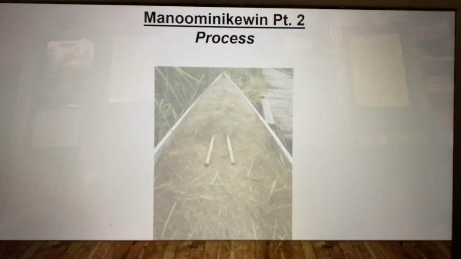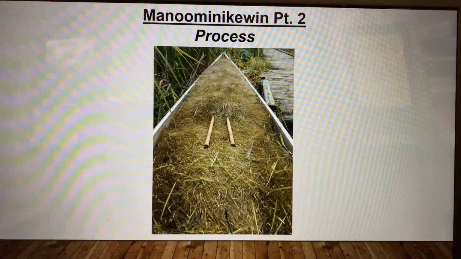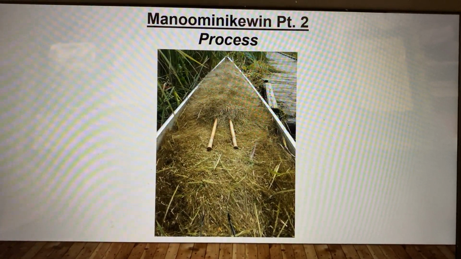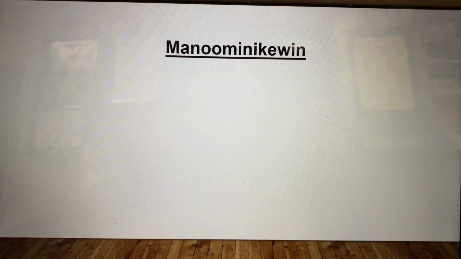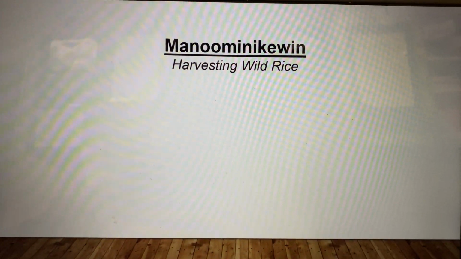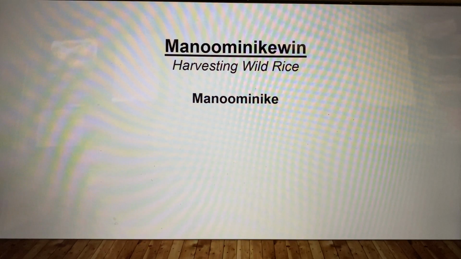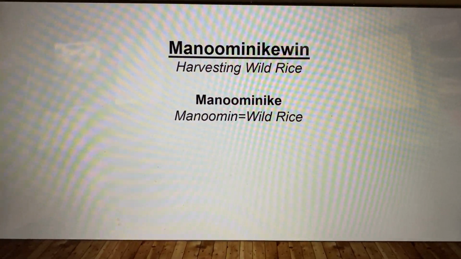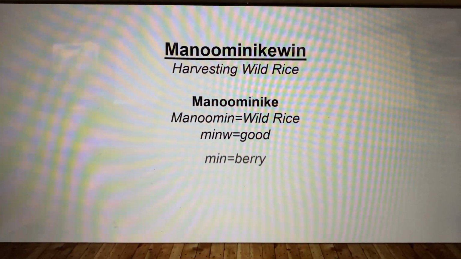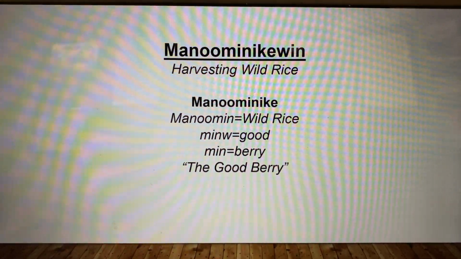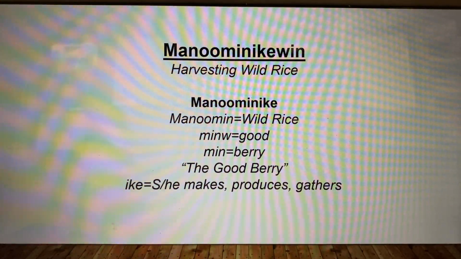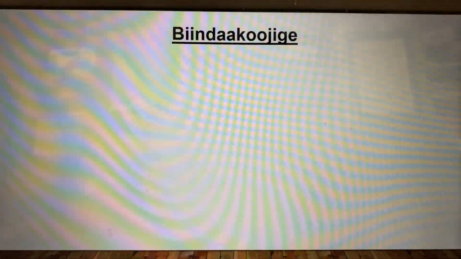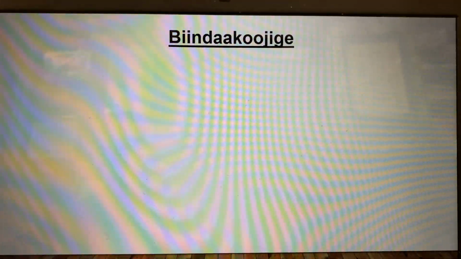Alright, so for lesson number 9, Menomonie part 2, talking about the process. We're going to go through the process we do when we go ricing. Okay, so Menomonie, harvesting wild rice. We went through Menomonie the last time. For your memory, it's referred to as the good berry. Menomonie, here he's making or gathering, harvesting wild rice.